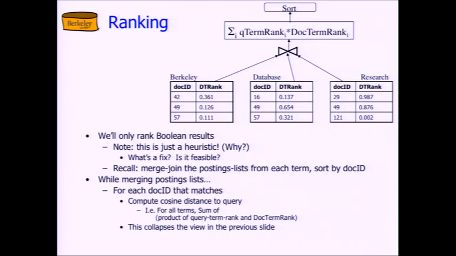Right, so you can augment this if you want. That's the fix. Merge join is fast. Computing the cosine while you're merge joining is easy. And then the last thing you have to do is sort. Okay, so that's not so bad. Unless your corpus is really, really big.